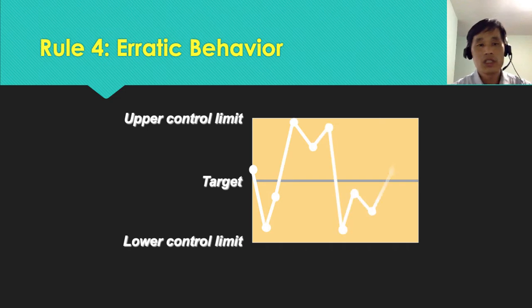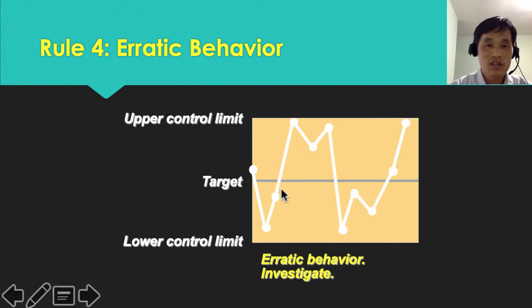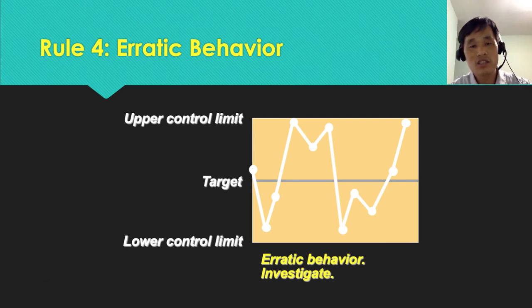Rule number 4 is erratic behavior. The best thing is that these dots are oscillating around this center line, and it has regular patterns, and that's the best thing to see. However, in this case, it's kind of difficult to tell what kind of pattern it has. There's no pattern, it's erratic. You cannot tell what is happening. And in this case, you need to pay attention to what is happening in your process and investigate.